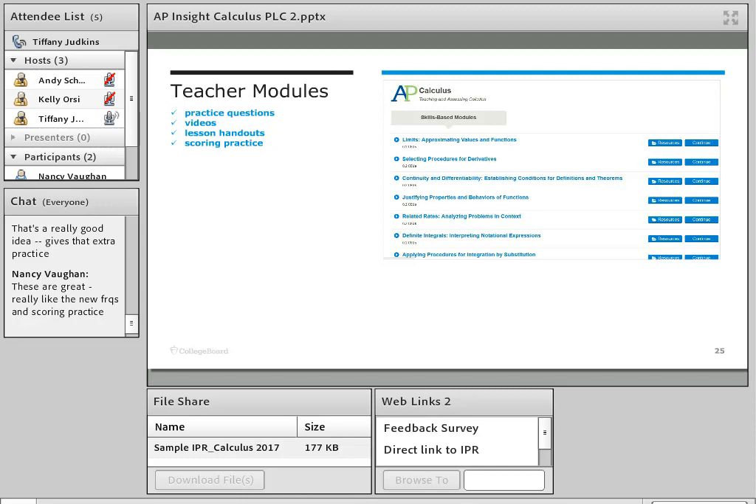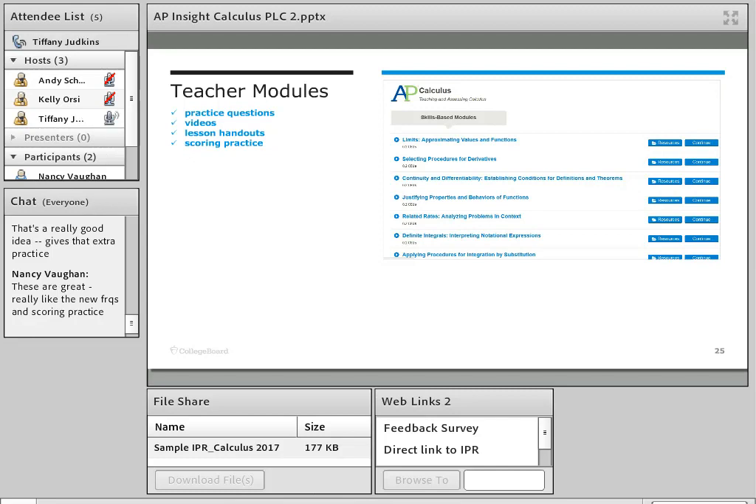This is a screenshot of what the main page looks like when you go to those modules. So you can see there are 8 of them, and each of them addresses a different topic that moves through the course. So starting off with limits and then ending with things that are like applications of definite integrals. So, again, it does have an AB focus, but of course those are still relevant for the BC course as well.